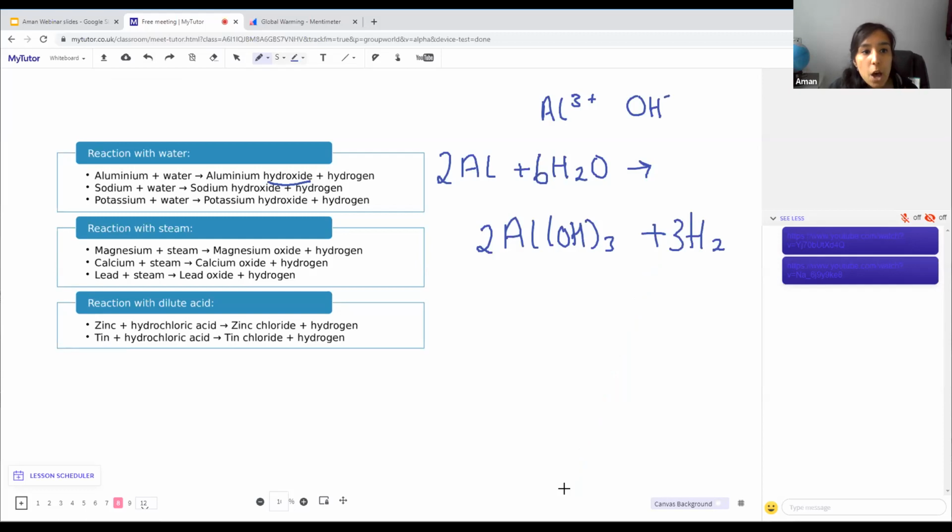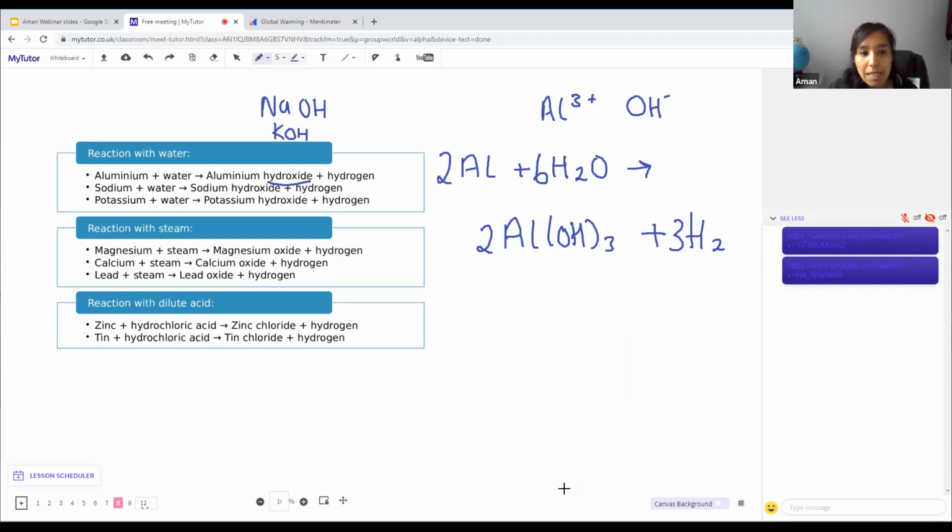Excellent, okay, and I won't go through the other 2 reactions with water, but they're essentially exactly the same. So sodium hydroxide is NaOH, so you can have a go at doing these on your own, plus hydrogen, and potassium hydroxide is KOH. So reactions with steam are a little bit different because with steam, we get oxides produced instead of hydroxide. So steam is just hot water.